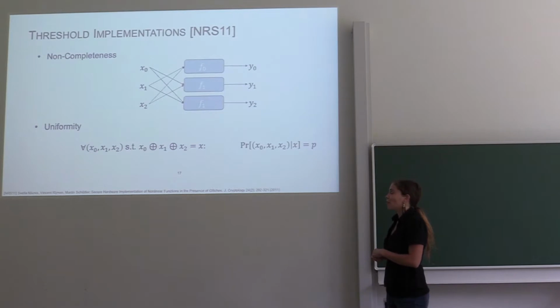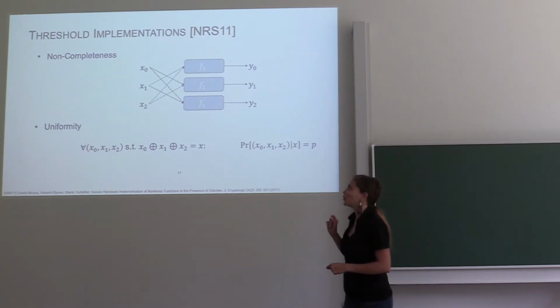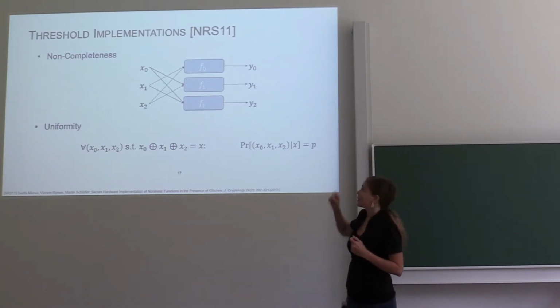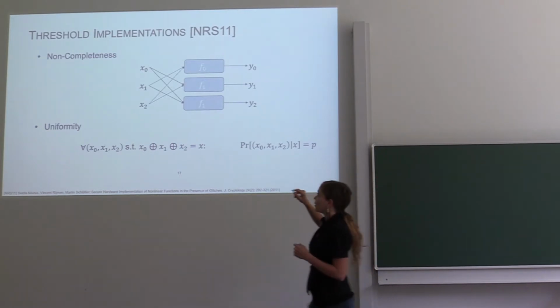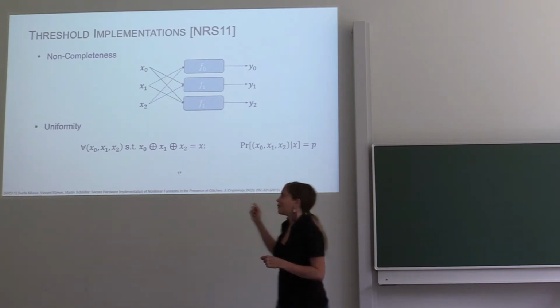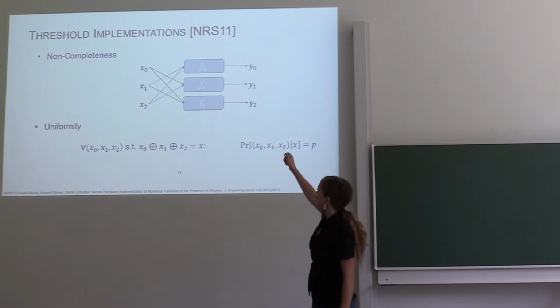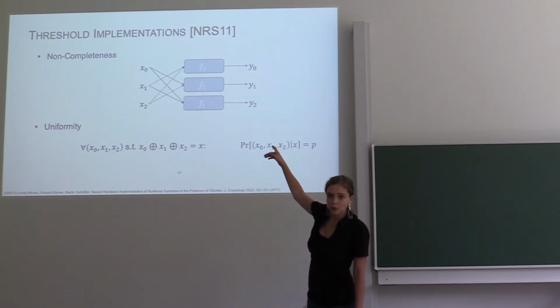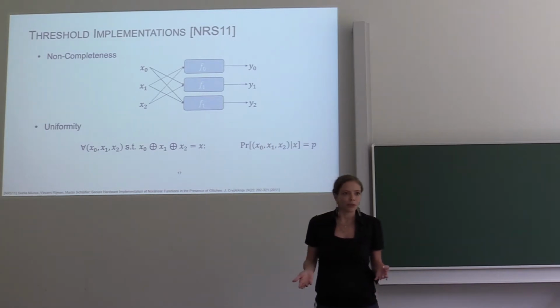They depend on two key properties: non-completeness and uniformity. For those of you who don't know, non-completeness means that every block that is computing one output share has to be independent of at least one input share. So it's clear why this is secure against glitches, because any glitch that is happening in the block F0, for example, cannot reveal anything about the secret because it's independent of X0.